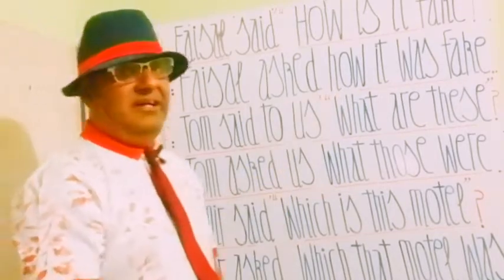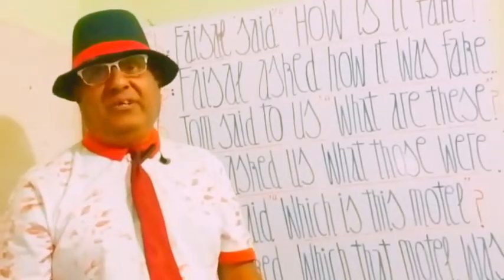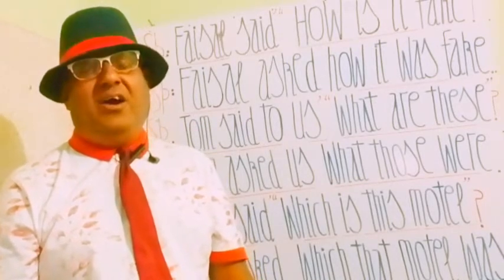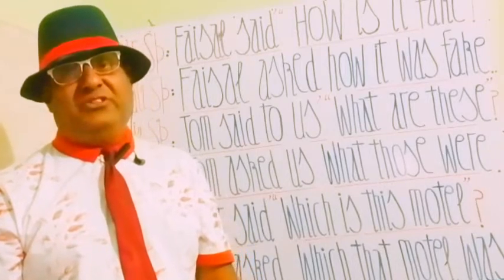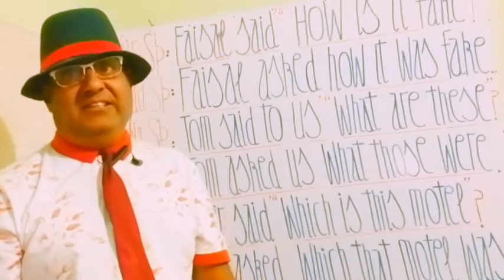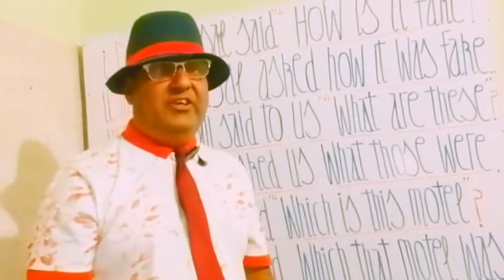So here, my guys, you see the first statement in direct speech. Faisal said, inverted comma start, how is it wrong? Commas close, interrogative sign. This is a direct speech. Let's see how it's going to change into indirect speech.